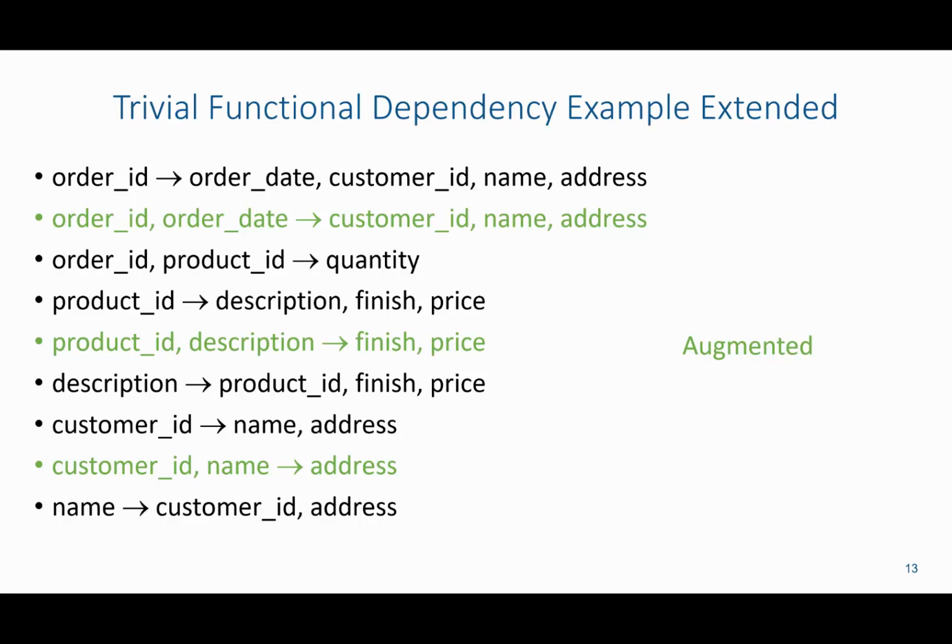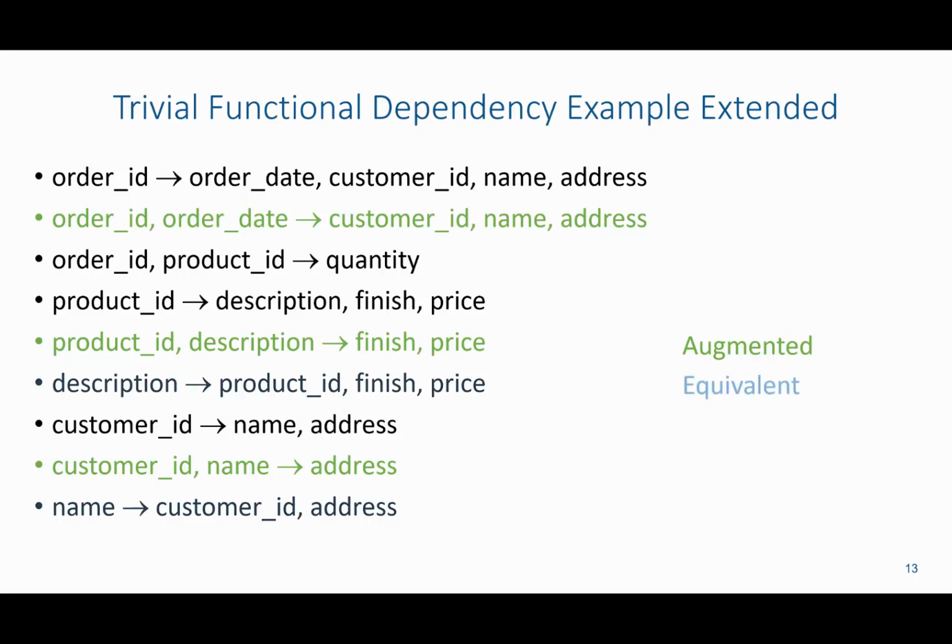Description is not necessary because product ID alone in the fourth bullet point determines finish and price. The same goes for the eighth bullet point, where customer ID and name determine address, when the seventh bullet point alone says that customer ID determines address, so the name is just extra information.